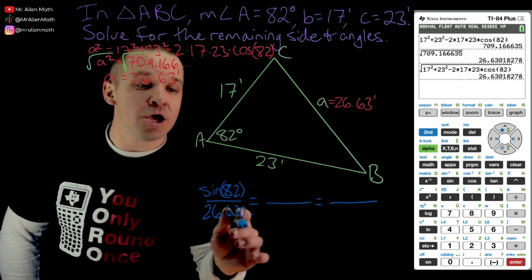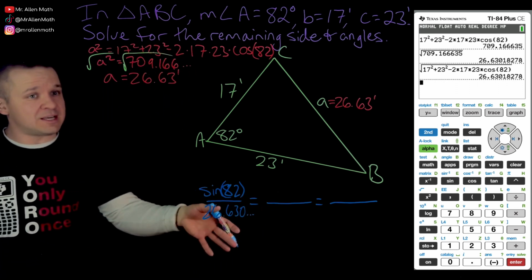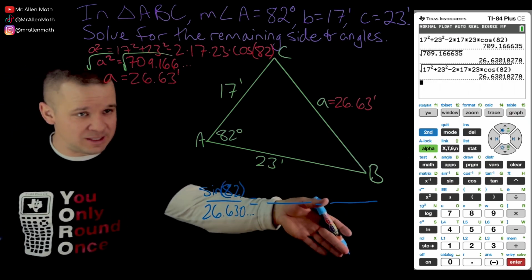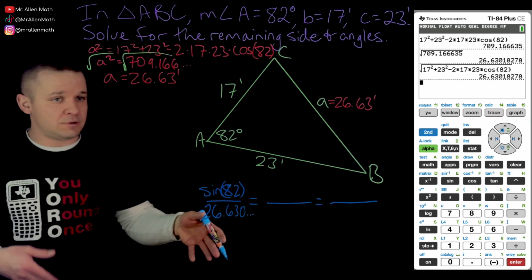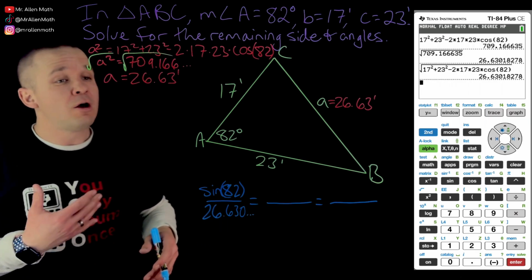630, dot, dot, dot, to show, hey, that value's in the calculator. I'm going to math with the value that is in the calculator, okay? Not 26.63. I want all those decimals. YORO. You only round once. That's why I wore the shirt for this video.